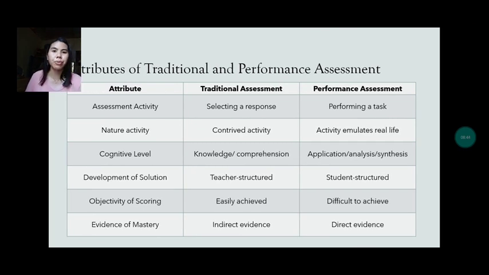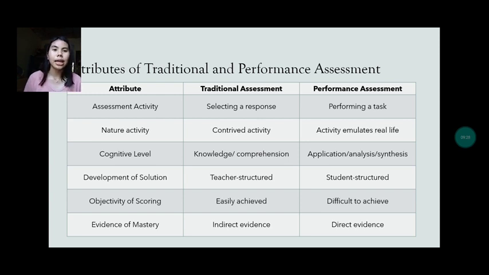And we have the attributes of traditional and performance assessment. The attribute, which is the assessment activity. In traditional assessment, it is selecting a response, while in performance assessment, it is performing a task. For nature of activity, in traditional assessment, it is a contrived activity, whereas in performance assessment, the activity emulates real life. Cognitive level, in traditional assessment, it is knowledge or comprehension, while in performance assessment, it is application, analysis, or synthesis.